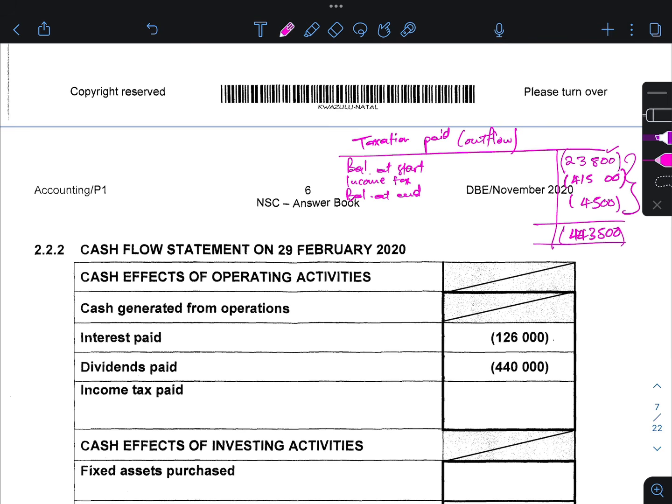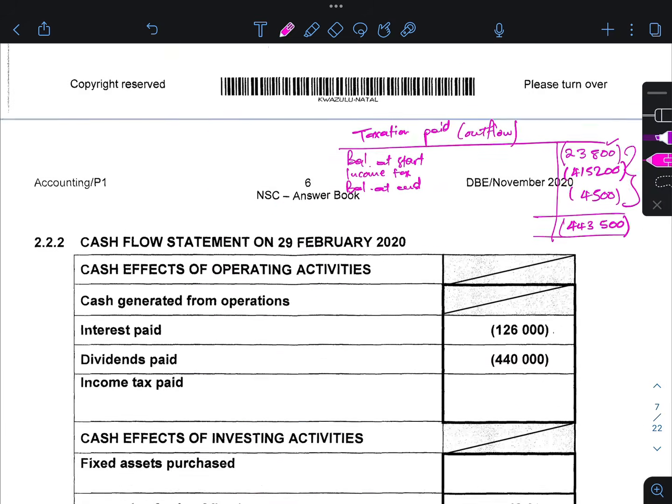It's 415,200. Okay, let's rectify the calculation once again. So it's 23,800 plus 415,200 plus 4,500. Oh, okay, that was actually correct. I punched the correct thing in the calculator, but it was an error here. Okay, my bad. Sorry about that. All right. So then we continue.